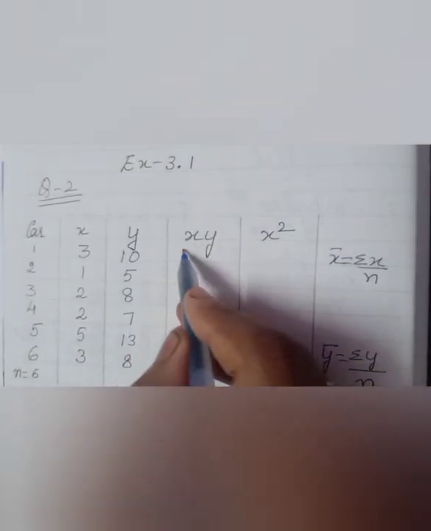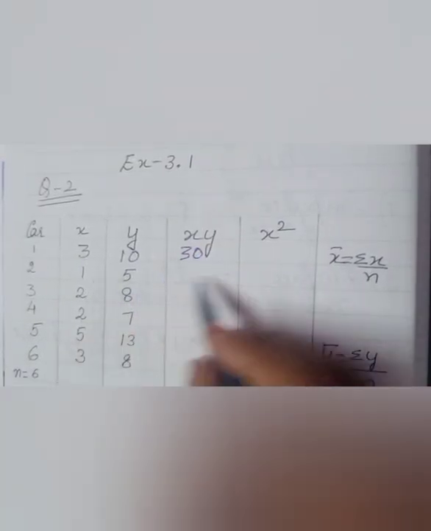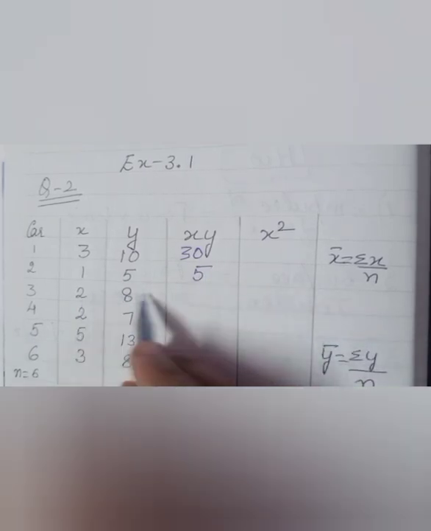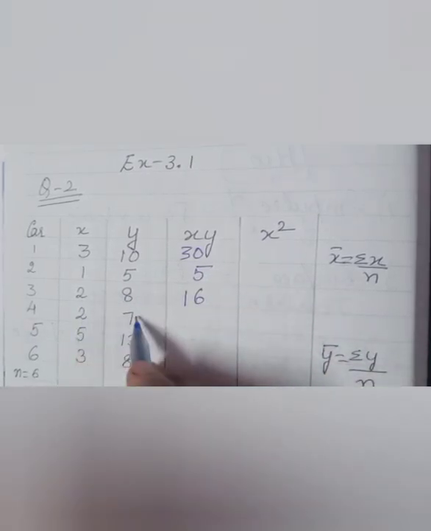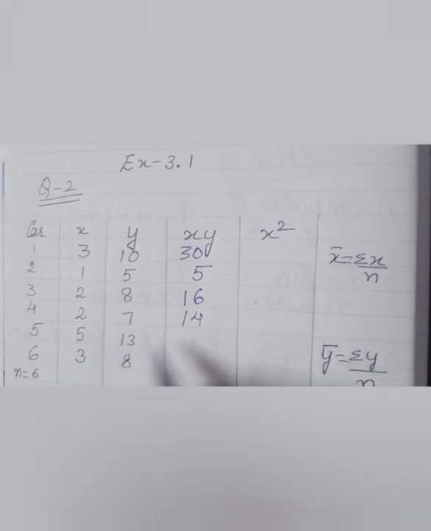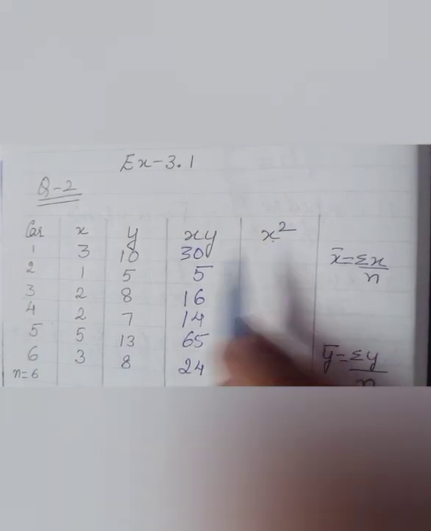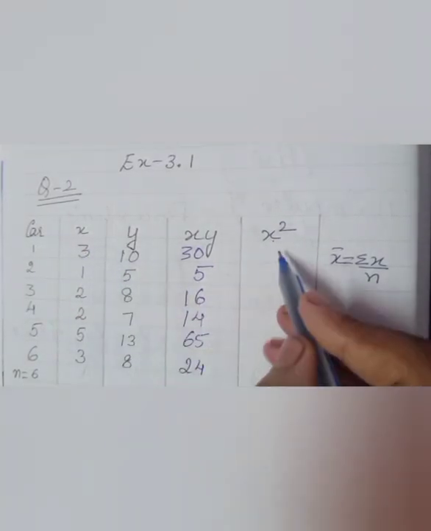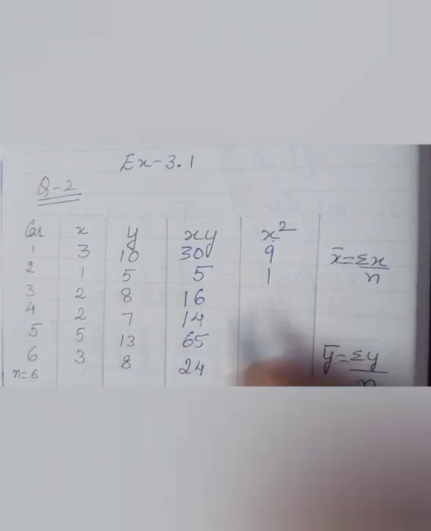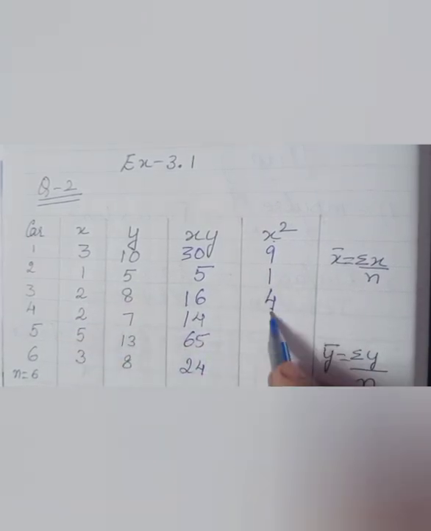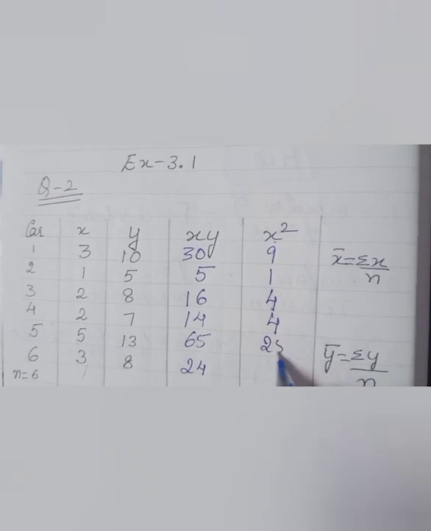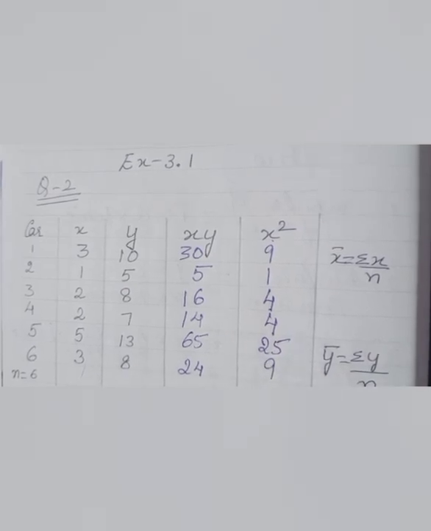So 3 into 10 will give us 30, 1 into 5 will give us 5, 2 8s are 16, 2 7s are 14, 5 into 13 when you do, you will get 65 and 3 8s are 24. The next step is find x square. So square these values. 3 square is 9, 1 square is 1, 2 square 4, 2 square 4, 5 square is 25 and 3 square is 9.